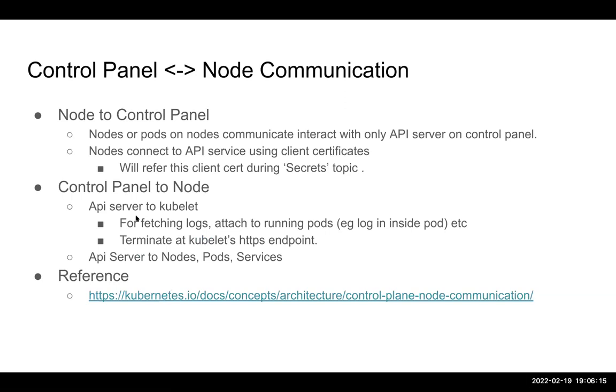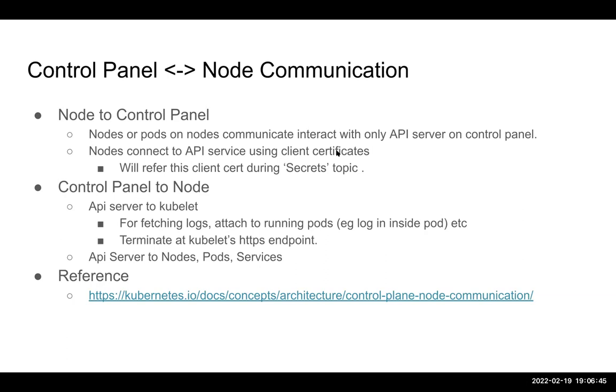Now, how do the control plane and node communicate? You might not need it initially, but you might need to understand it once you set up SSL or something, so you might need to know such information. Node to control plane: node is the worker node, control plane is the master node. Nodes communicate or interact with only the API server of the control plane. Nodes connect to the API server using a client certificate.